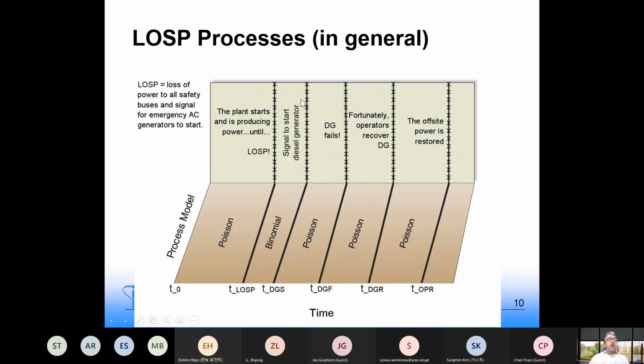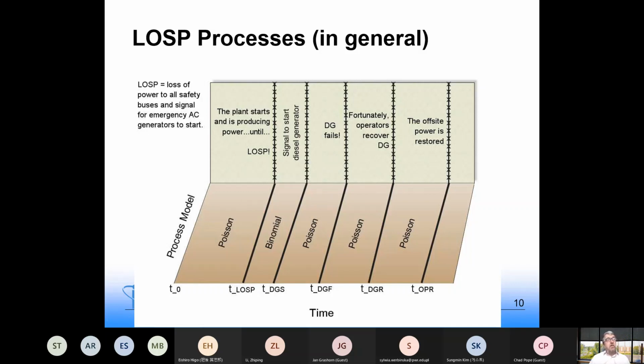But once that initiating event occurs, of course that's what triggers my plant safety systems. That'll trigger the diesel generator to start. And either the diesel starts or not. If it starts successfully, it might run, but then fail. And so that might be another process I have to model: what's going to happen after it starts, but fails at some time.